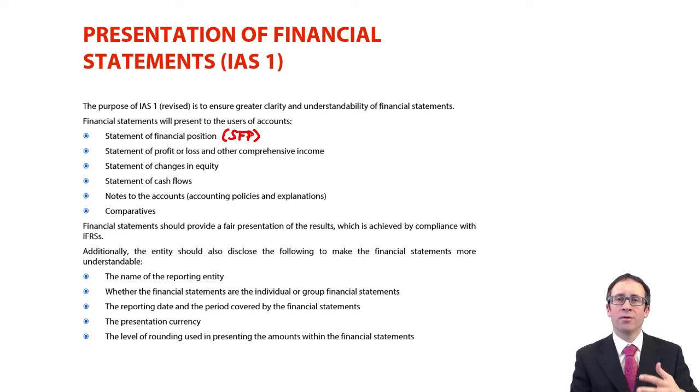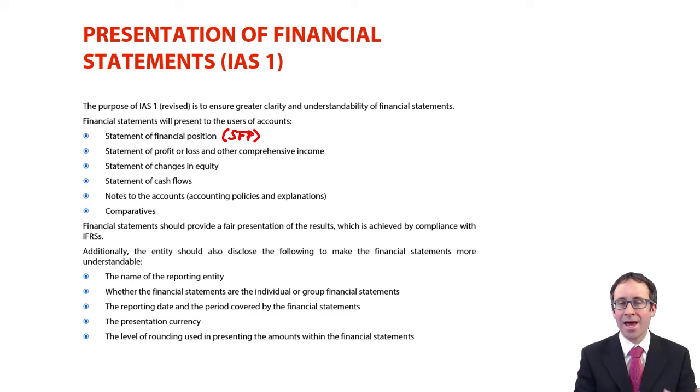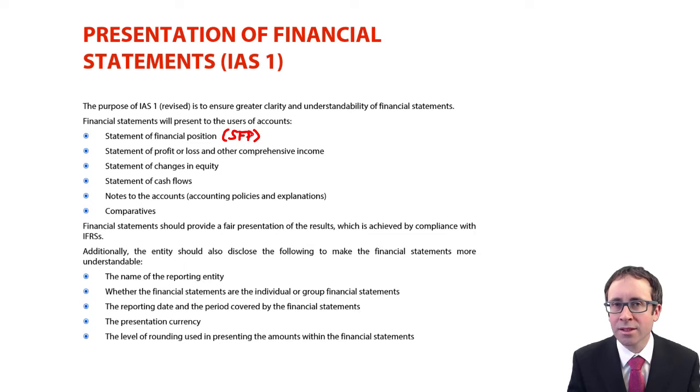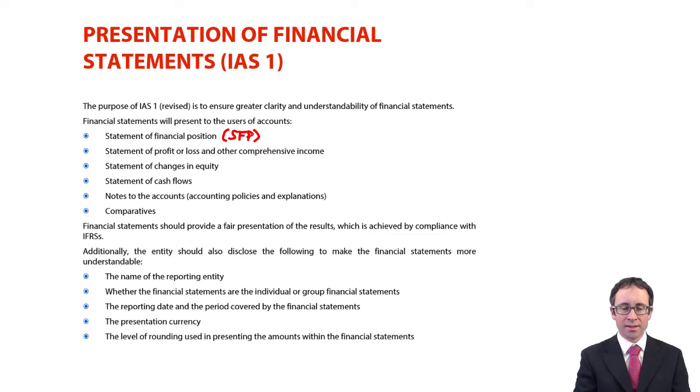So that's showing you a snapshot in time, a picture of the assets that you control, the liabilities over which you have an obligation to make payments, and then you also have the equity. So the assets, the liabilities, and equity are in the statement of financial position. How do we present it? IAS 1 tells us what to present.